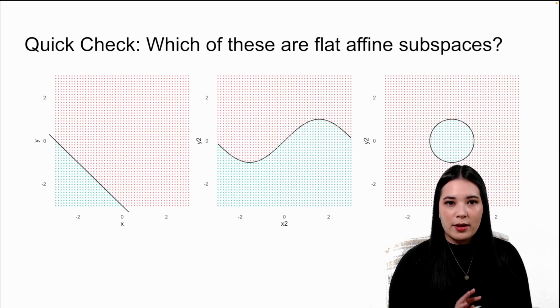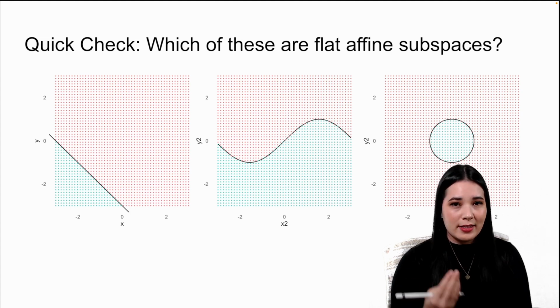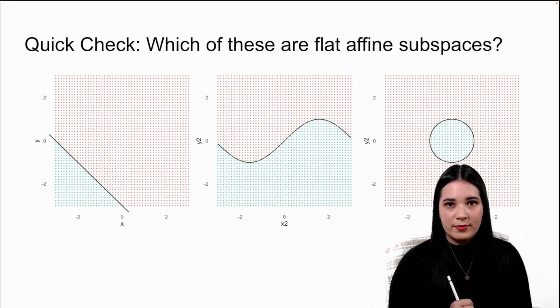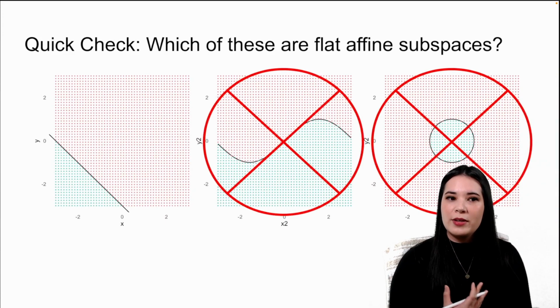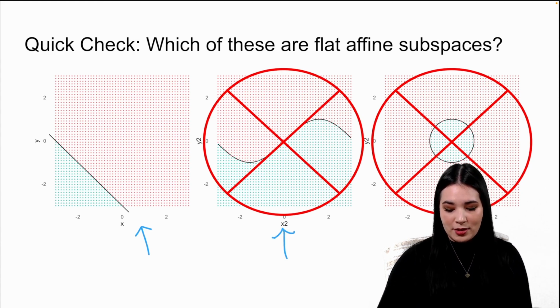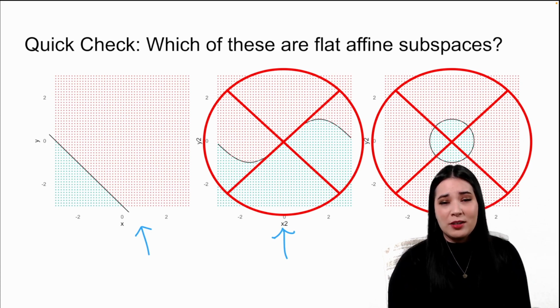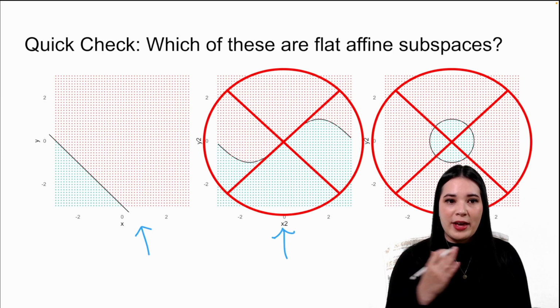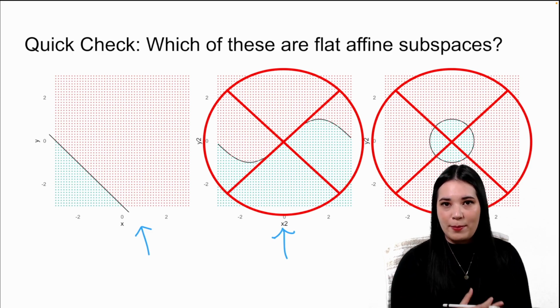Just as a quick check, pause the video and look at these 3 pictures. Which of these represent flat affine subspaces? Alright, hopefully you guessed that the left-hand picture is the only one that is a flat affine subspace. The second picture is not flat, and actually neither is the third picture, nor is it a subspace. So basically we can expect, whether it's in 2 dimensions or more, that we have straight lines or hyperplanes.